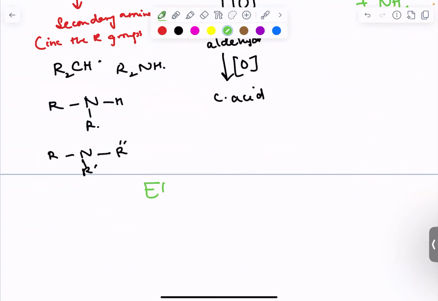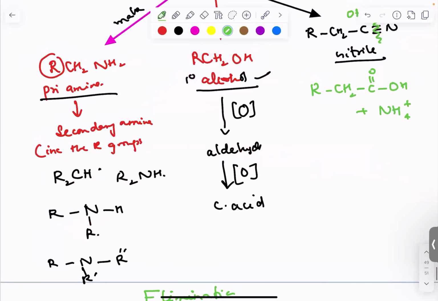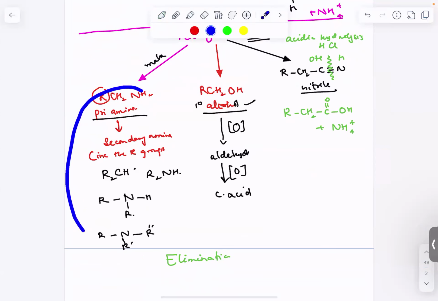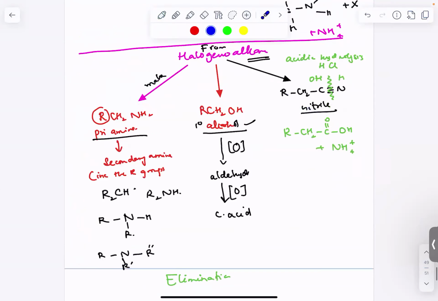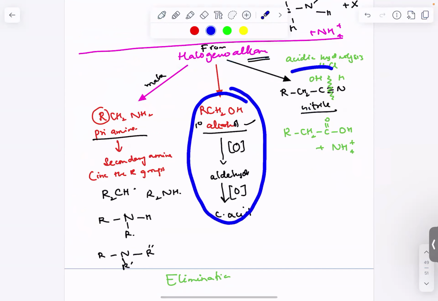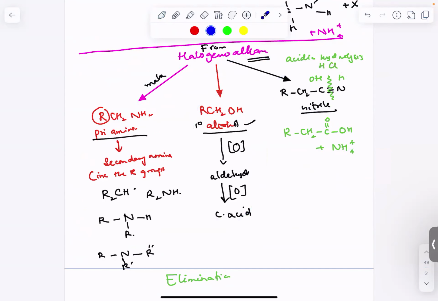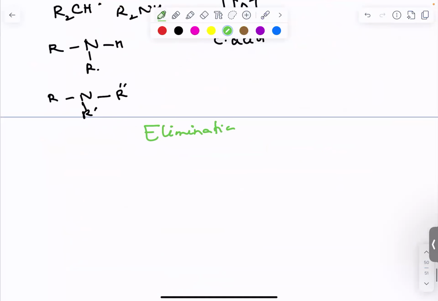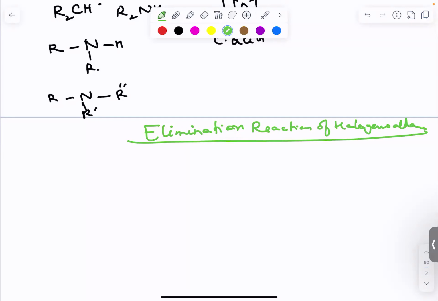Now comes the elimination reactions. This is not connected to halogenoalkane. These are the reactions which are done afterwards. Got my point? Elimination reactions of halogenoalkane. Now we will do these elimination reactions of halogenoalkane.